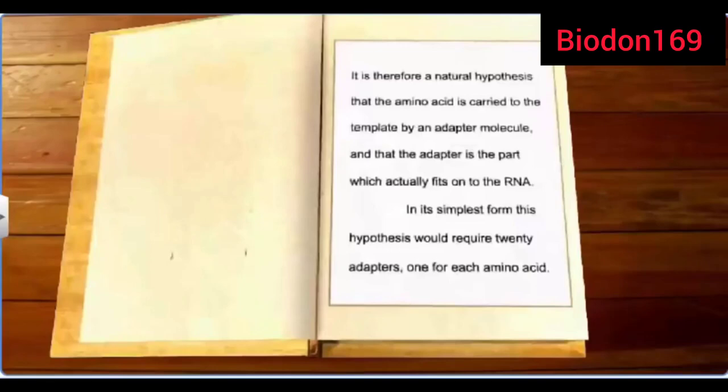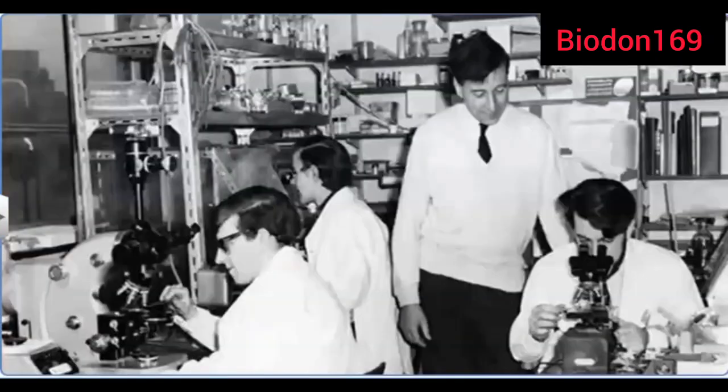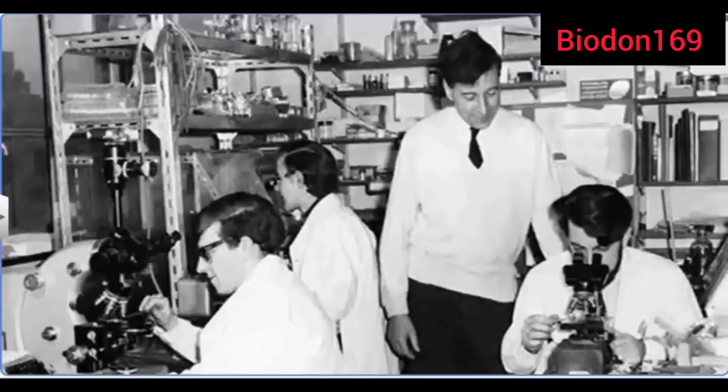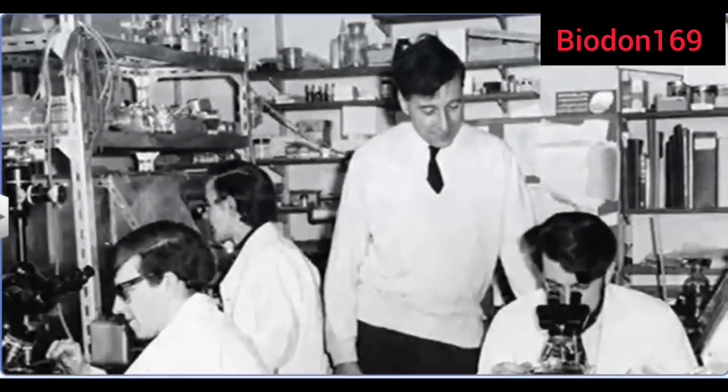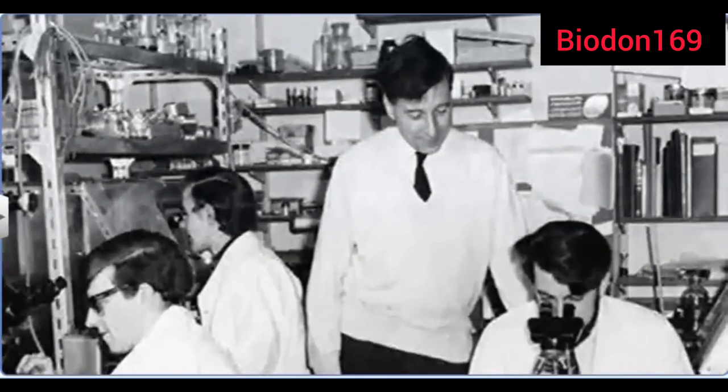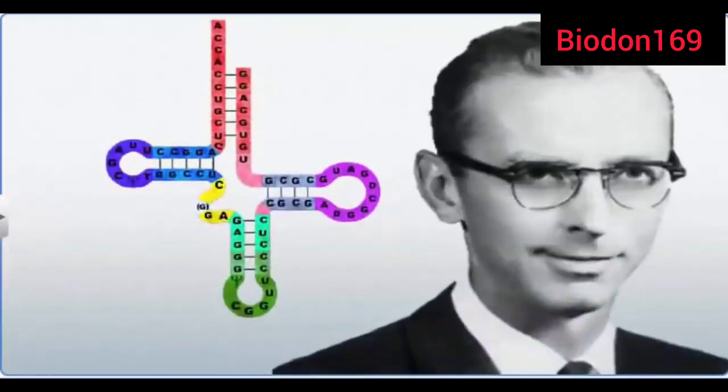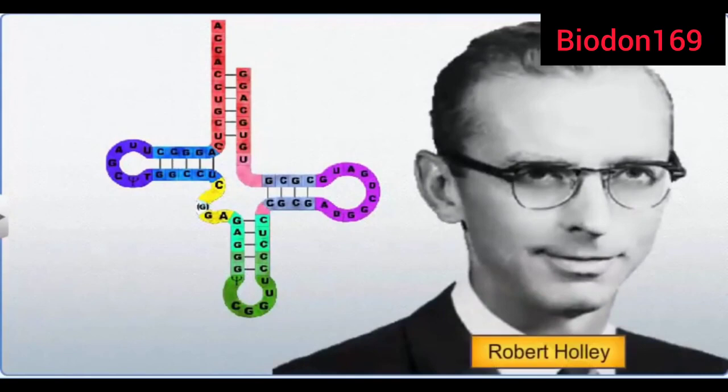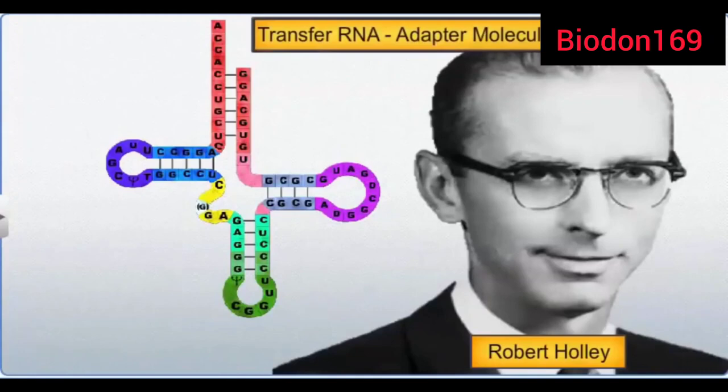Soon after Crick published his hypothesis, scientists across the world worked to find this mysterious adapter molecule that adapts itself to carrying amino acid and reading it to the codon of mRNA. Success, however, came to Robert Holley when in 1965 he discovered transfer RNA or tRNA, the adapter molecule, and also worked out its entire chemical structure.